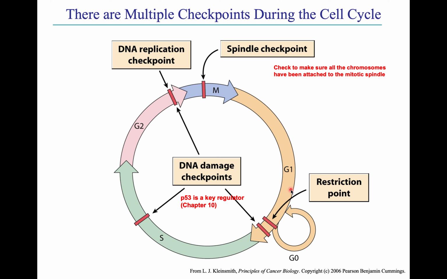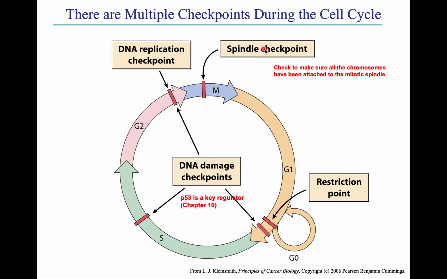And so I mentioned there's multiple checkpoints, so just to show you some others, you have several DNA damage checkpoints, right? One basically right after the restriction point, one in the middle of S phase, one right before we go into mitosis, which, as the name implies, we're checking for DNA damage, making sure that the DNA is not mutated beyond repair. This one is also considered a DNA replication checkpoint, so make sure that we actually replicated all the DNA before we go into a division.